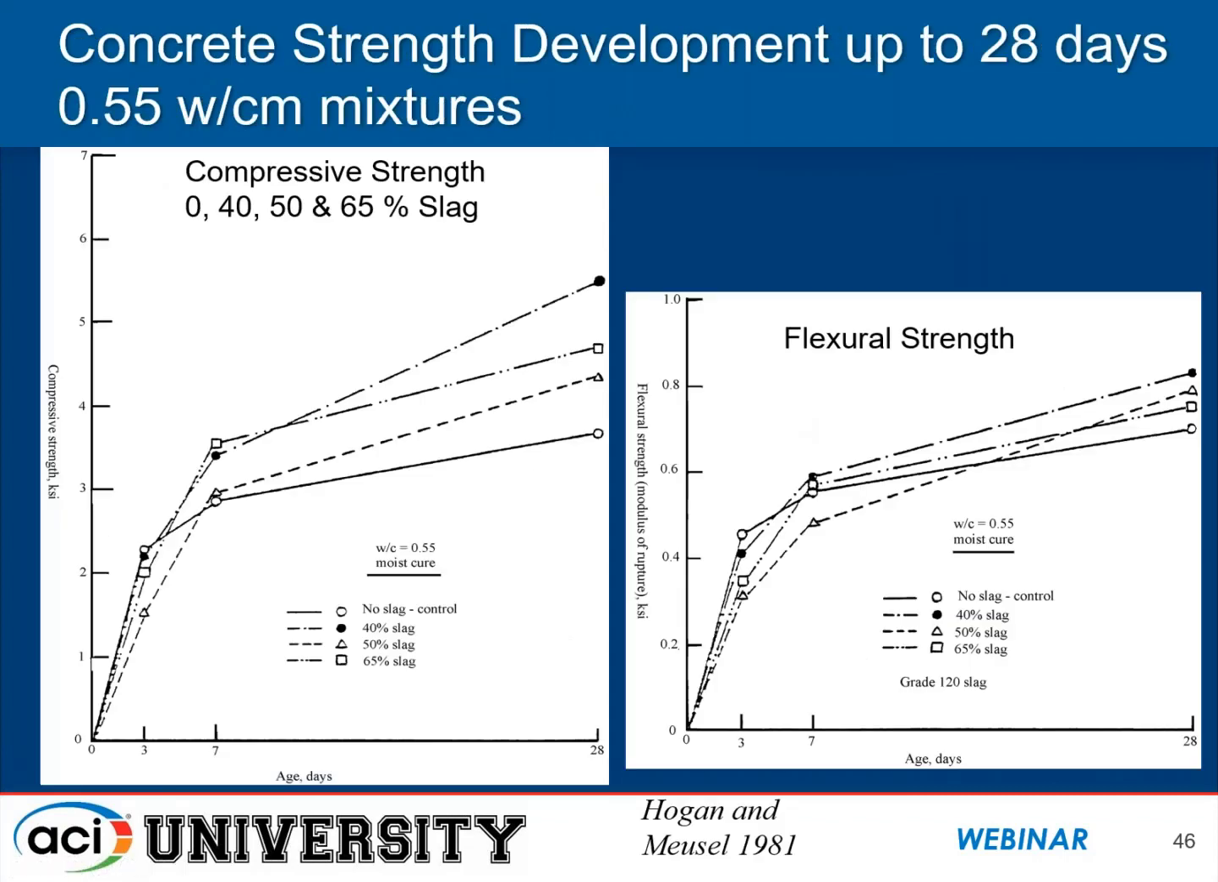Now, these are concrete strengths for 40, 50, and 65% slag replacement of cement. And the solid circles here are the straight Portland. What you can see is after 7 days, the slag concretes exceed the strength of the Portland cement concrete. Even at 7 days they're higher, and at 28 days they're much higher. Whereas at early ages, 3 days and 1 day, they may be lower. And again, with flexural strength, the flexural strength is higher by 28 days than with Portland cement concrete, and that can be an advantage for pavements.